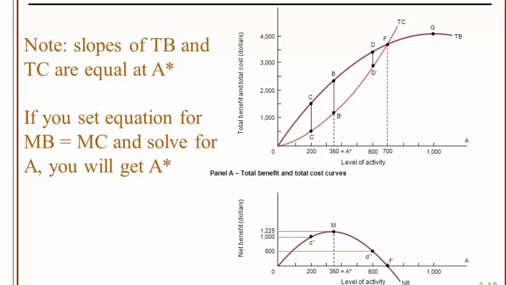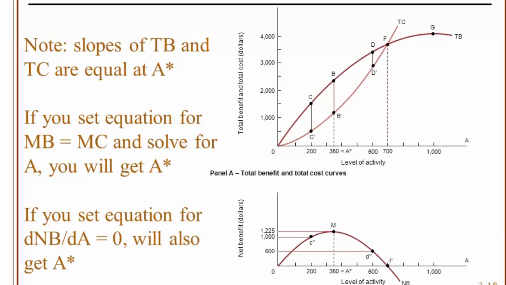If I can come up with an equation for marginal benefit, and if I can come up with an equation for marginal cost, I can set those two functions equal to each other and solve for that variable A. And it'll guarantee me the optimal level of the activity. You don't have to guess. You don't have to say, well, it looks like it's about 325, or it looks like it's about 400. No, it'll give it to you exactly.